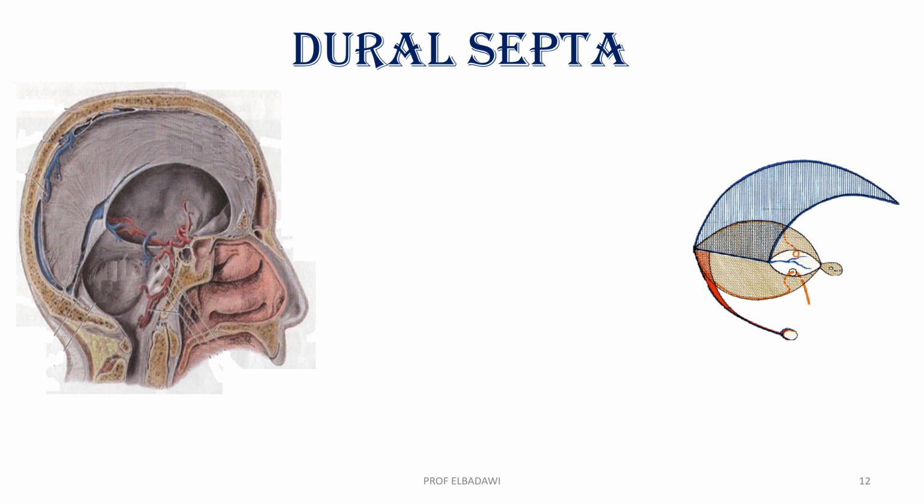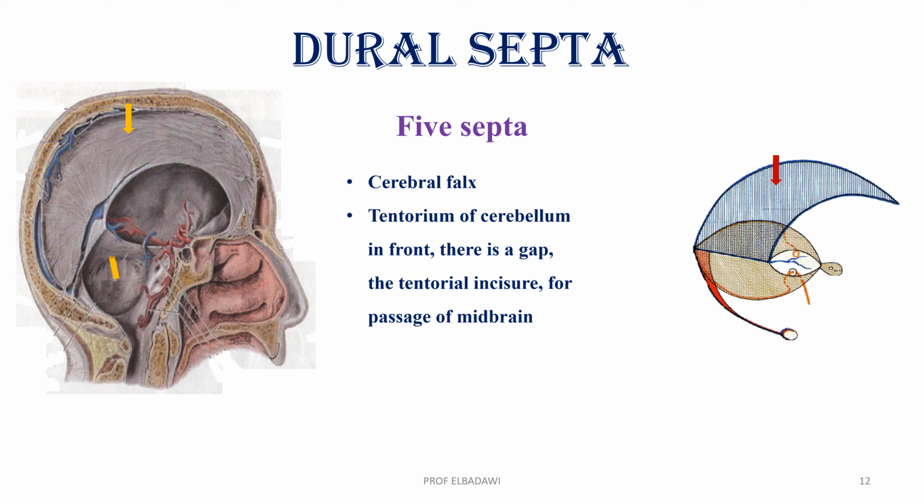Now the dural septa, there are 5 septa, but mainly the main ones are 2. The cerebral falx or the falx cerebri, this one here, and the tentorium cerebelli, this one here. These are the 2 main folds which we have to study in detail. And then there is the falx cerebelli, you can see it on both sides here.